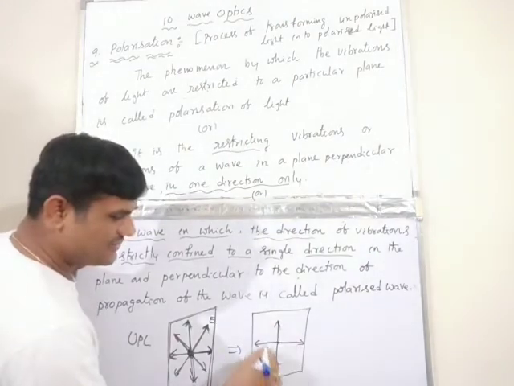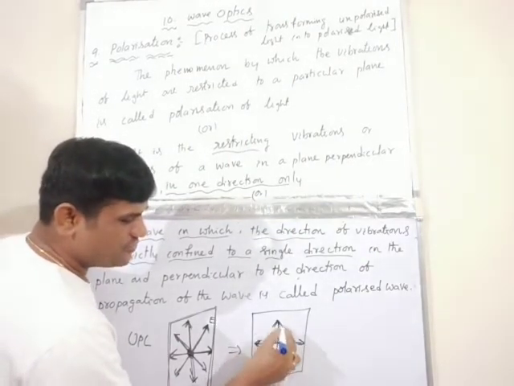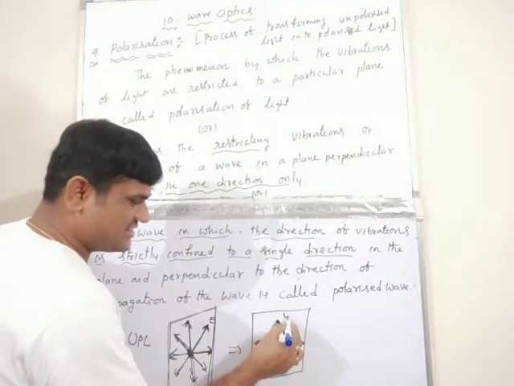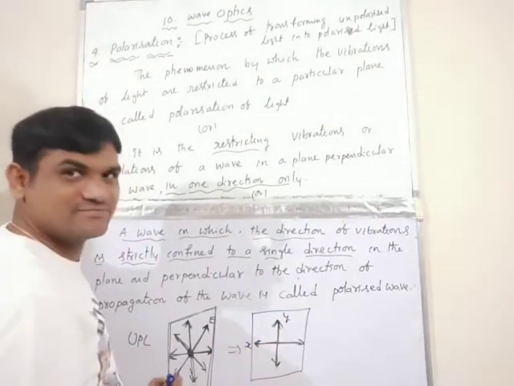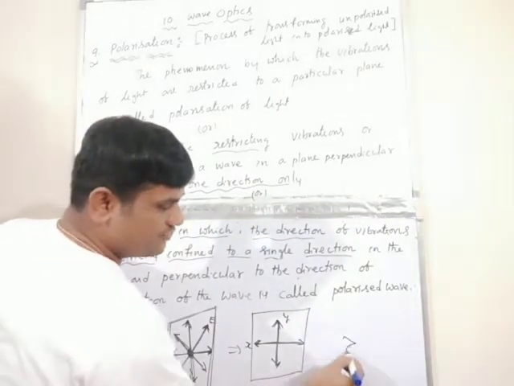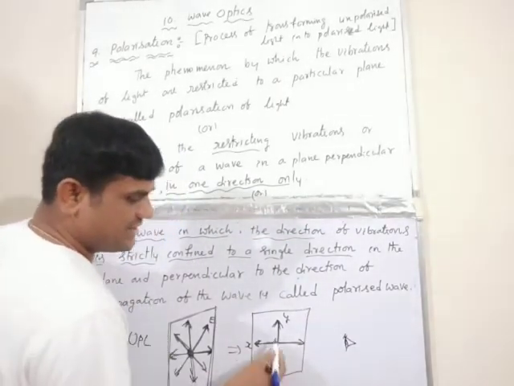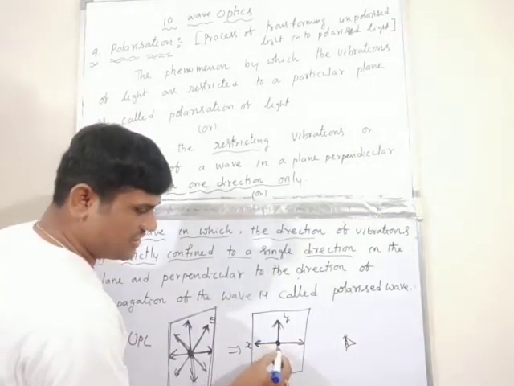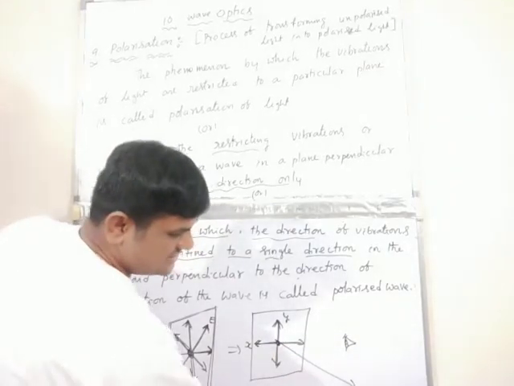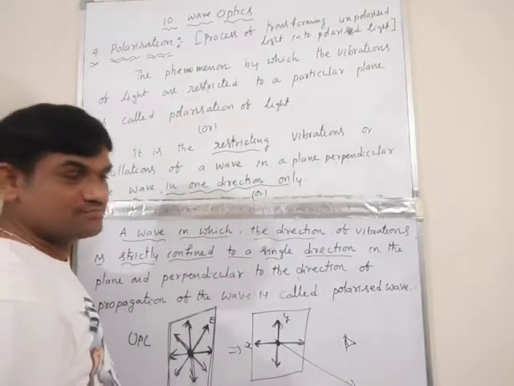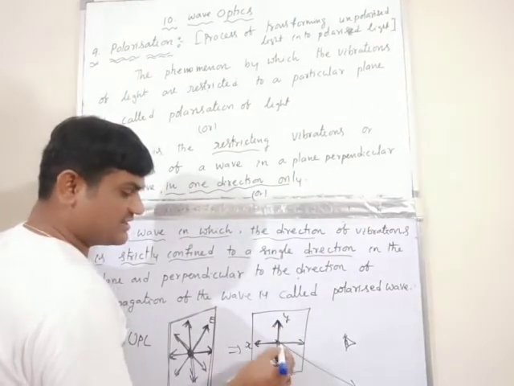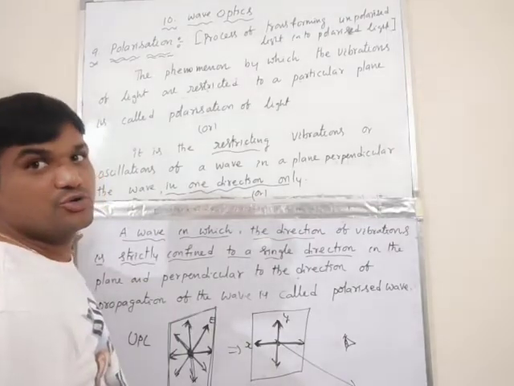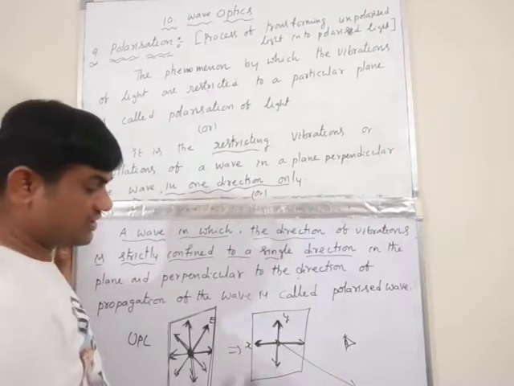Now we are having two directions. This is the y direction, this is the x direction. If I see the front view, it can appear like that itself. This is the direction of propagation of light in this direction. This is the electric field and magnetic field, both perpendicular to each other. Okay.